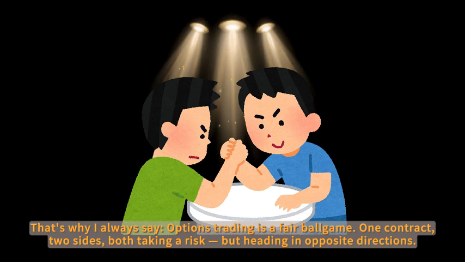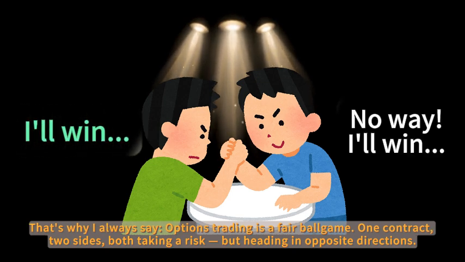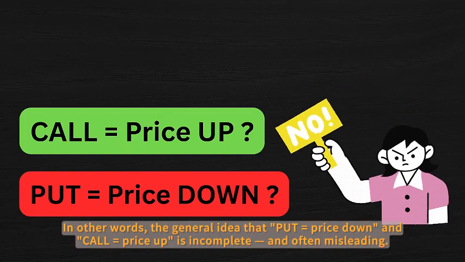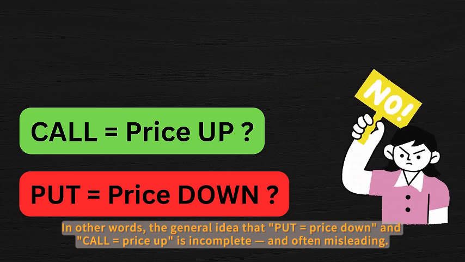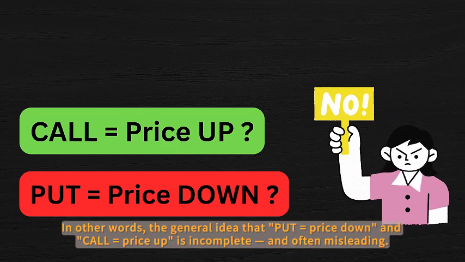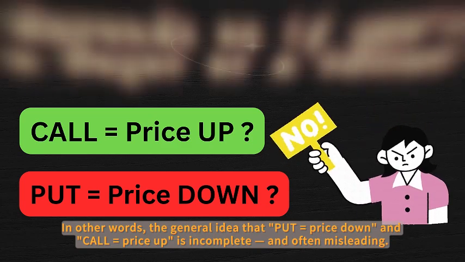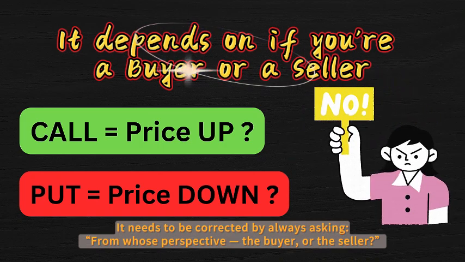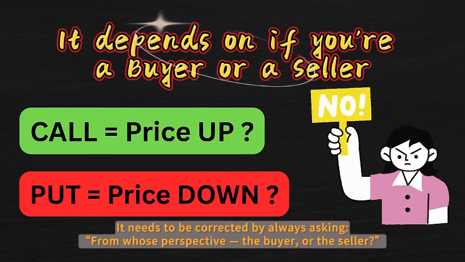That's why I always say, options trading is a fair ballgame. One contract, two sides, both taking a risk, but heading in opposite directions. In other words, the general idea that put equals price down and call equals price up is incomplete, and often misleading. It needs to be corrected by always asking, from whose perspective, the buyer or the seller?